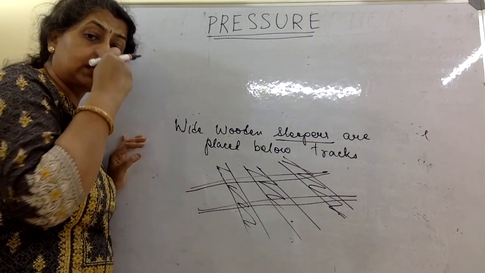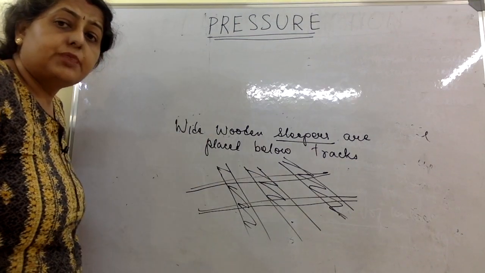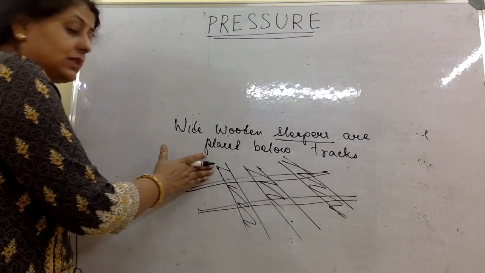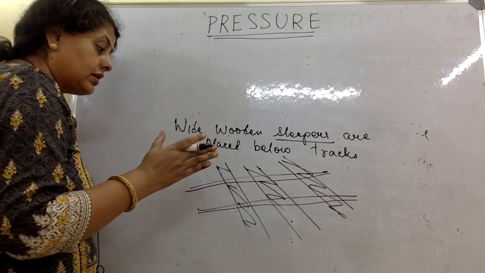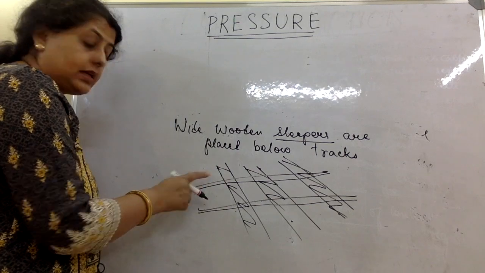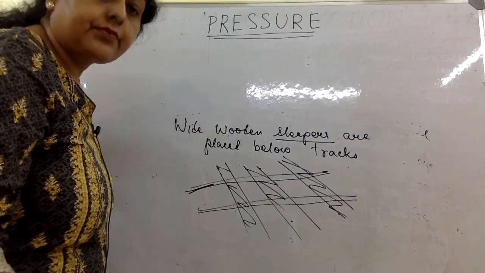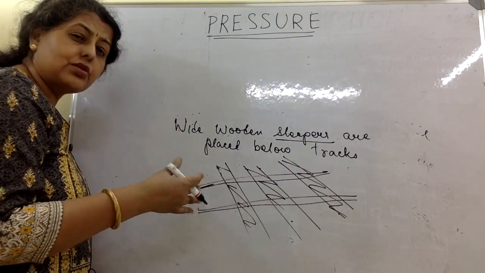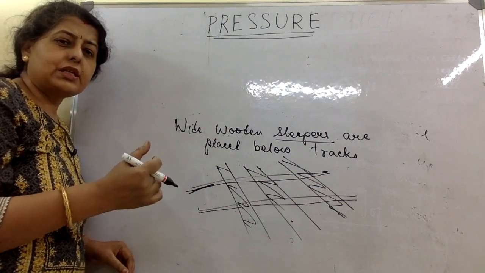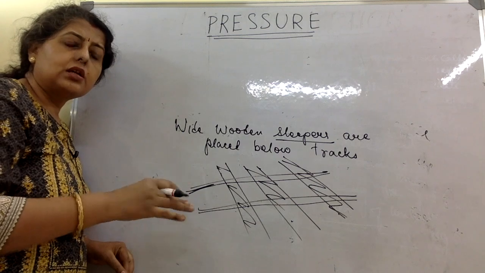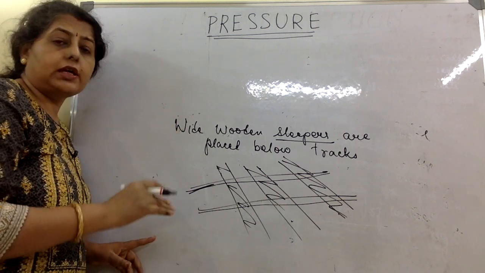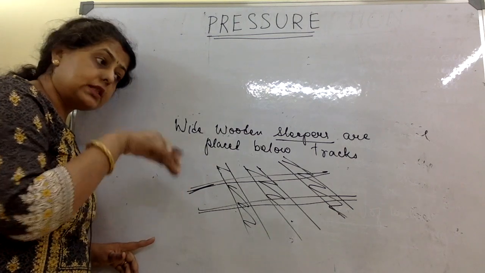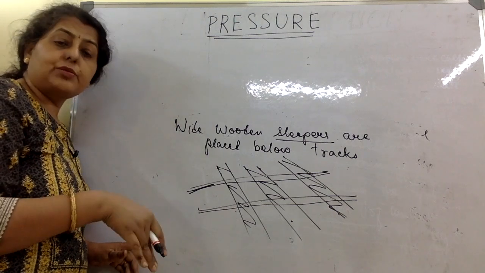Now these wooden sleepers are placed below tracks. Why? These are placed because the tracks are metallic, and if you see the area of contact of these, it is very less. Now what happens if it rains? Or supposing the soil is a little wet, there is a little bit of water logging, or whatever be the reason, or the soil is a little soft, when the train goes over, this will go down into the ground due to the pressure of the train.